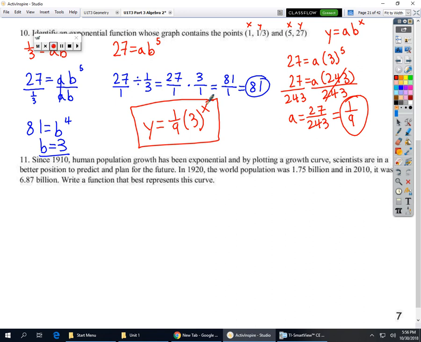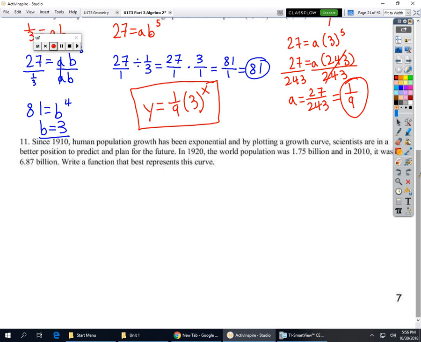I really don't like this next question, but just to finish it, I'll finish it. Since 1910, human population has been exponential, and by plotting a growth curve, scientists are in a better position to predict and plan the future. So we're going to assume that 1910 is your starting point. Don't actually use 1920, otherwise your calculator will not actually be able to handle it.